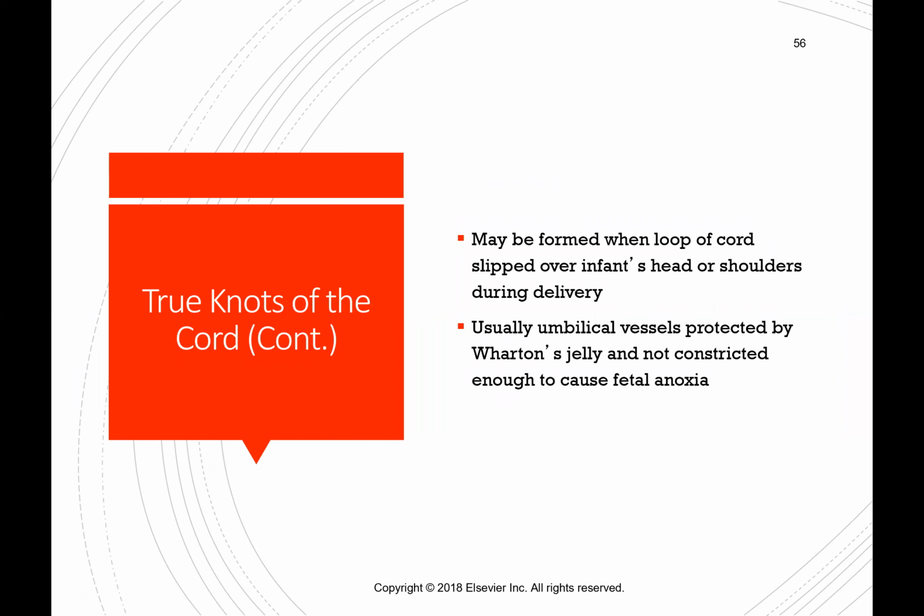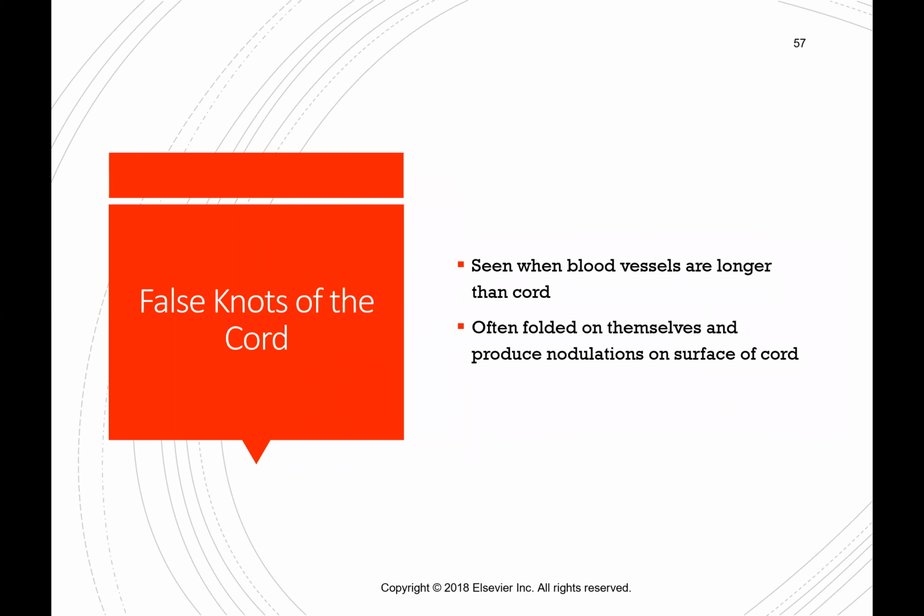They may be formed when a loop of cord slips over the infant's head or shoulders during delivery. And usually the umbilical vessels are protected by the Wharton's jelly and not constricted enough to cause fetal anoxia. So good job, Wharton's jelly. False knots are seen when the blood vessels are longer than the cord.